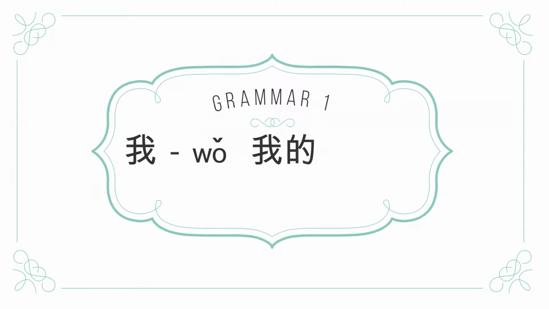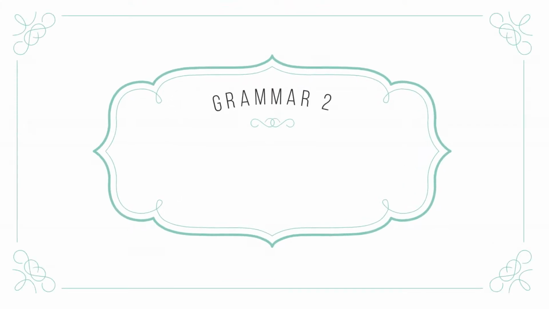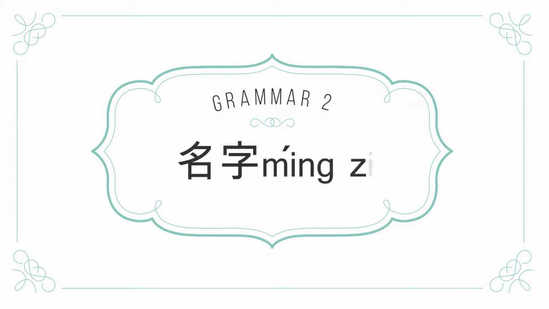So in this video, I'm going to talk to you about how to introduce yourself in Mandarin. Okay, so first one, let's say "my name." 我的: 我 is "I," and 的 is a possessive, so 我的 turns into "my," and "name" is 名字.